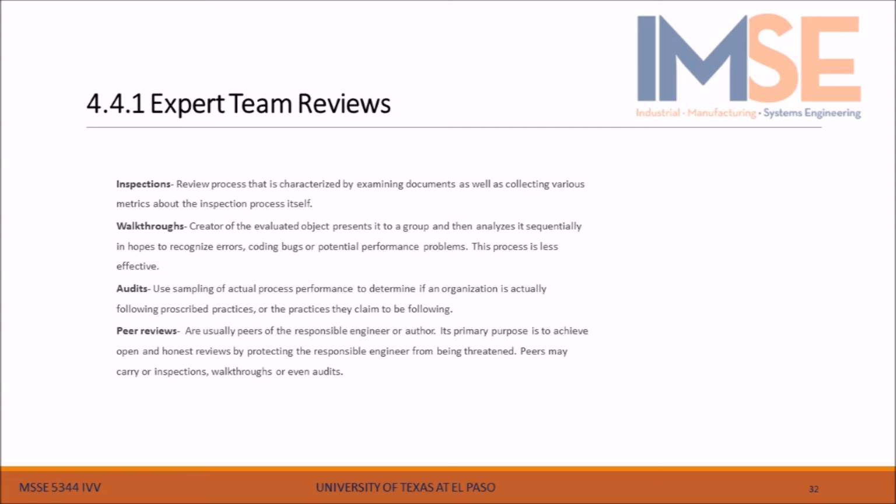This process is less effective. Audits: use sampling of actual process performance to determine if an organization is actually following prescribed practices or the practices they claim to be following. Peer reviews are usually peers of the responsible engineer or author. Its primary purpose is to achieve open and honest reviews by protecting the responsible engineer from being threatened. Peers may carry out inspections, walkthroughs, or even audits.